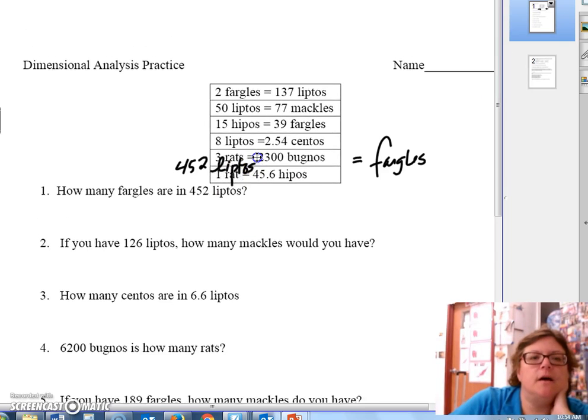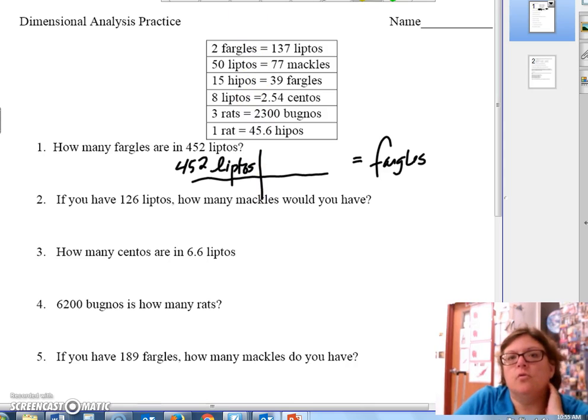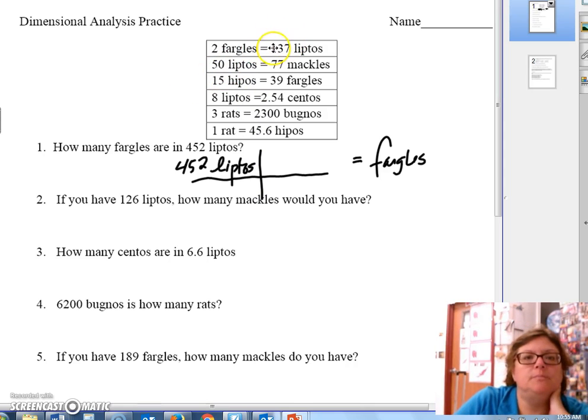At some point you've been taught the rail fence method. In the rail fence method, we simply draw a line, and after each vertical line we put a conversion. We have a problem that's asking for Liptos to Fargals. So this is our conversion unit we're going to use. Now, we want to cancel Liptos out. So 137 goes on the bottom, and then 2 Fargals goes on the top.